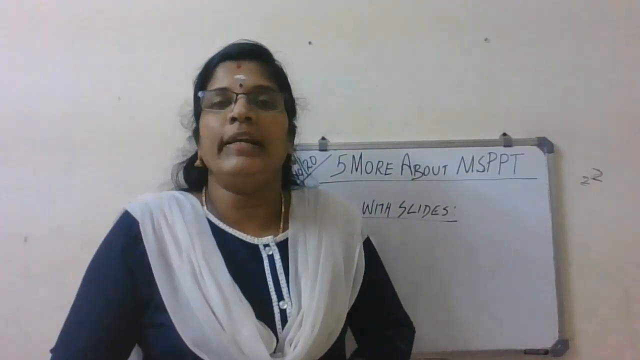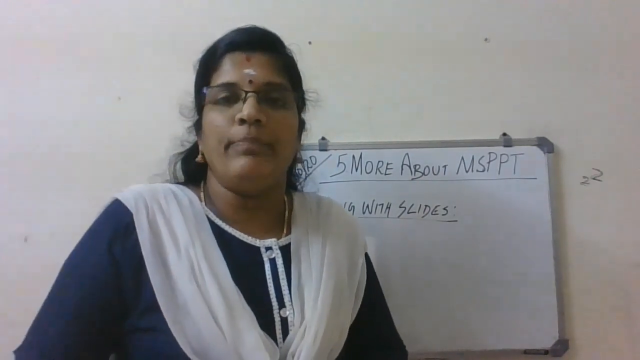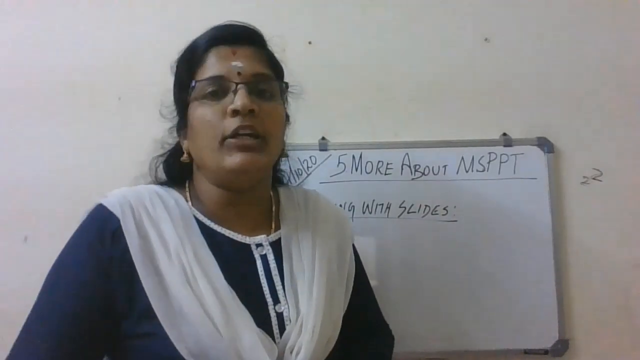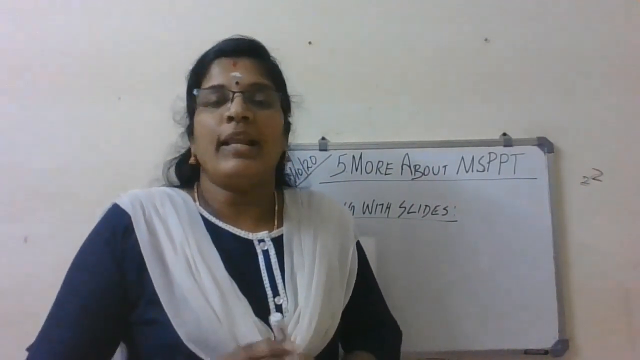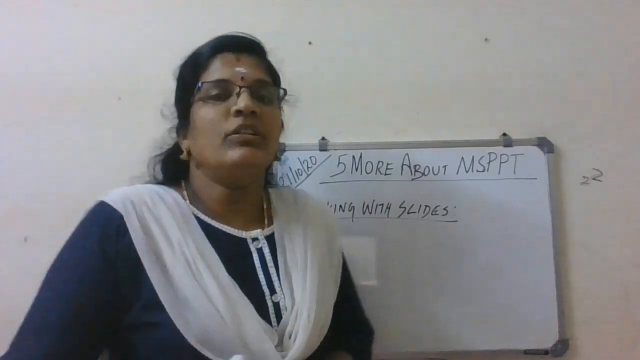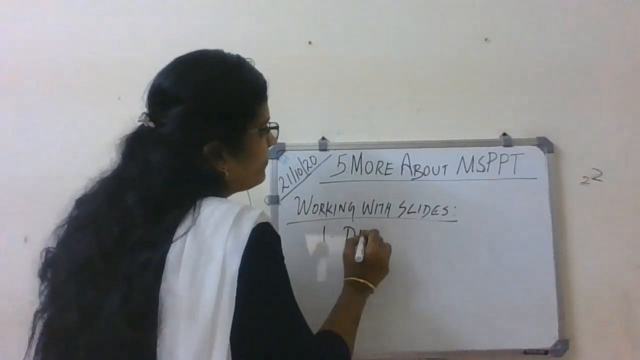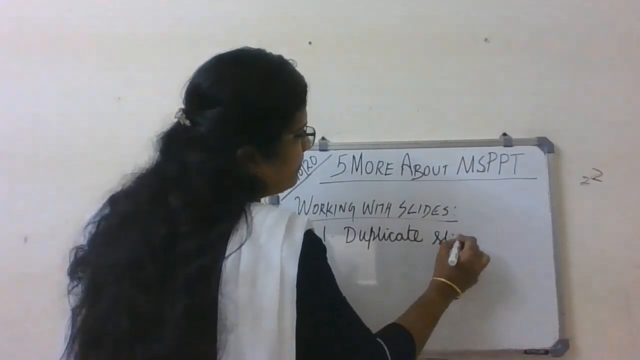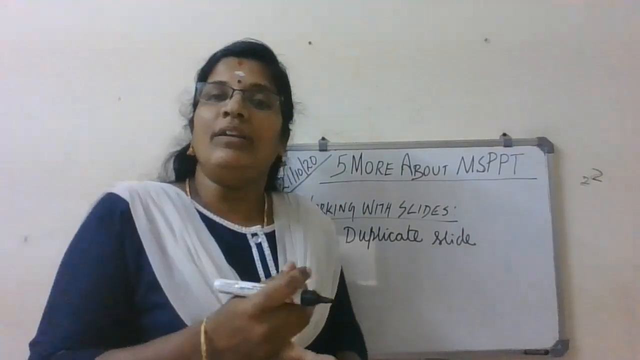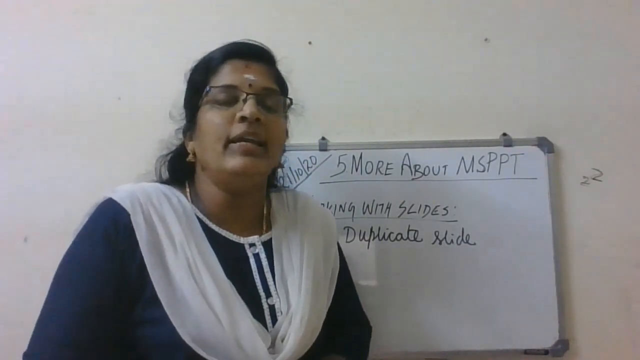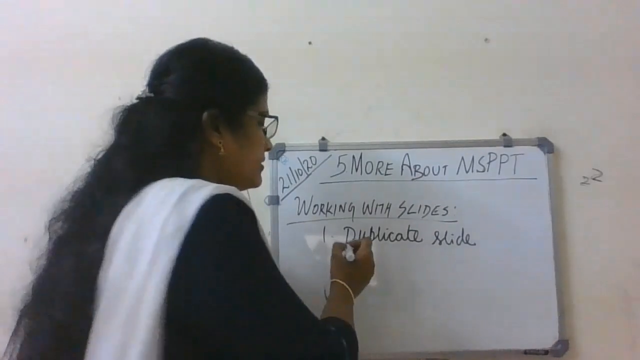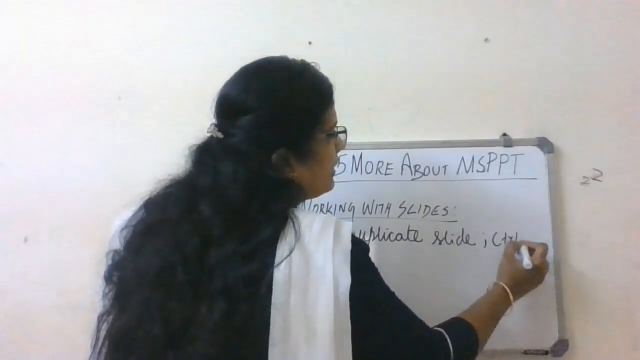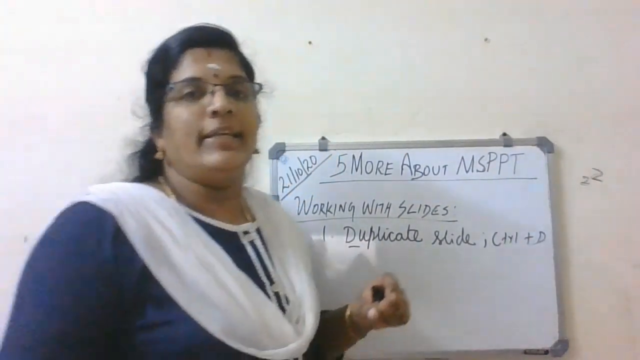So firstly, we studied about how to create a duplicate copy. To create a duplicate copy, what you have to do? Select the slide which you want to duplicate, right click, select the duplicate option. Okay, so the very first thing is duplicate slide. And the same thing, without the right click, we can use with a shortcut key, Control plus D. Because duplicate's first letter is D. So Control D is the shortcut key.